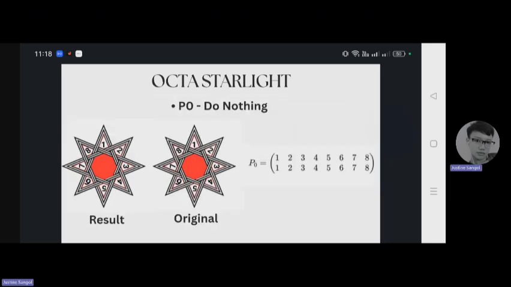So now, for rho 0, do nothing. So we will operate the results to the original. So 1 goes to 1, 2 goes to 2, 3 to 3, 4 to 4, 5 to 5, 6 to 6, 7 to 7, and 8 to 8. So here we will operate the result to the original.